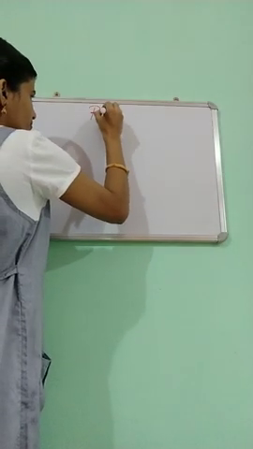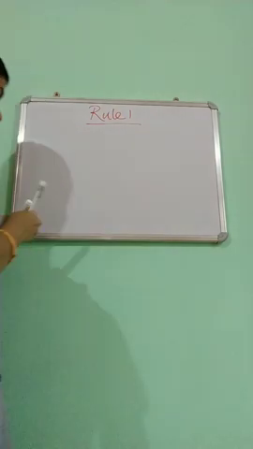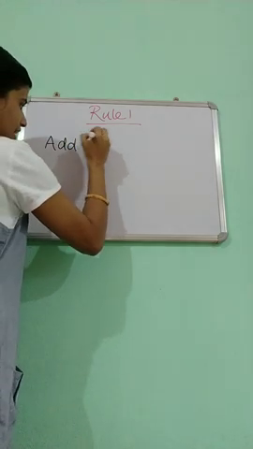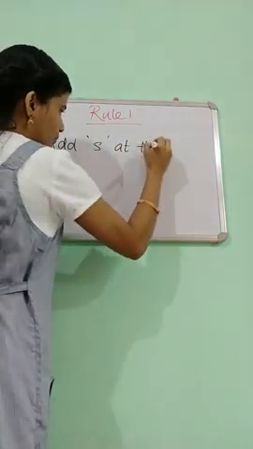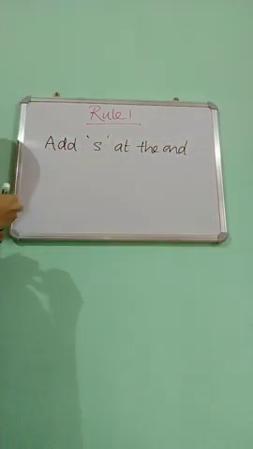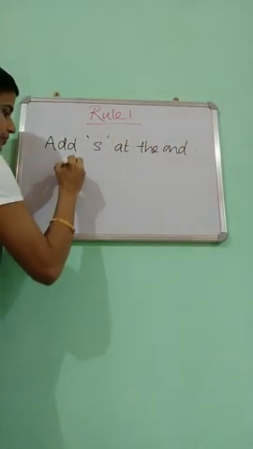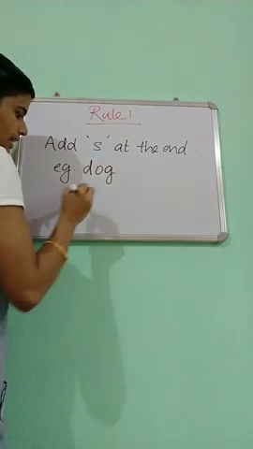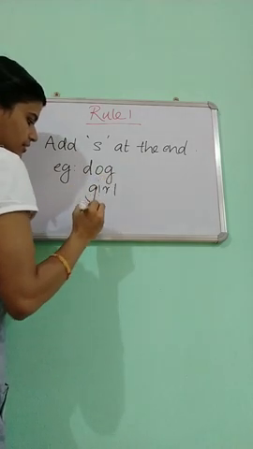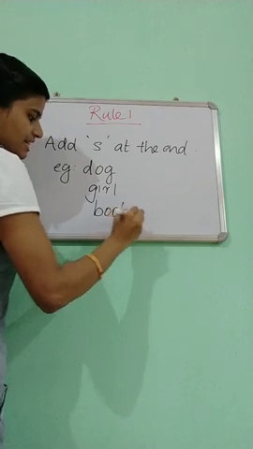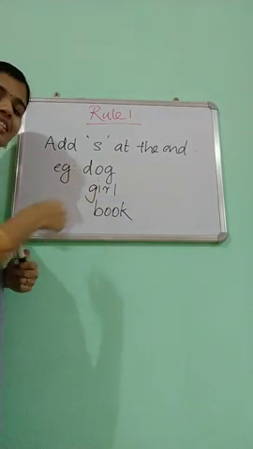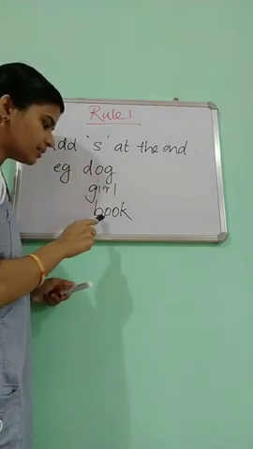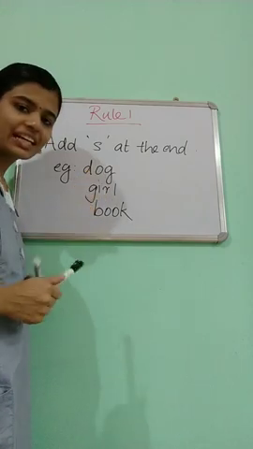Rule 1. Add s at the end of a singular noun to make it plural. Okay? Add s at the end of a noun. I'll give you some examples. 1. Dog. Then girl. Then book. See, these are singular nouns. Dog means one dog. Girl, one girl. Book, one book. These are singular nouns.